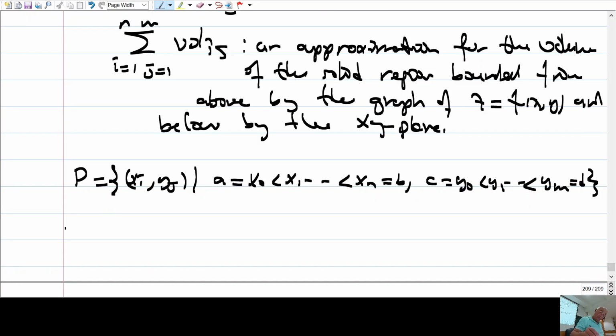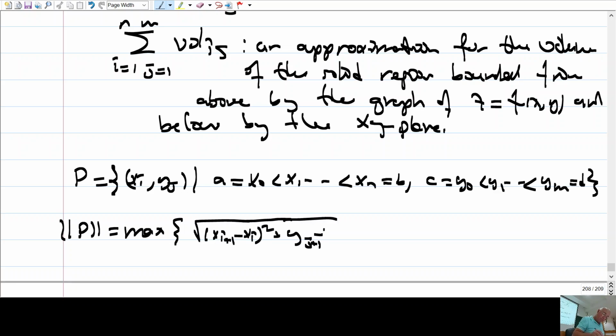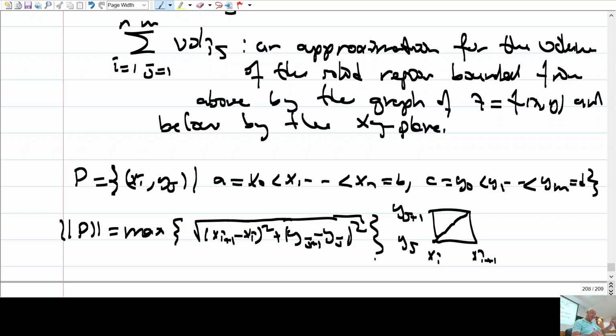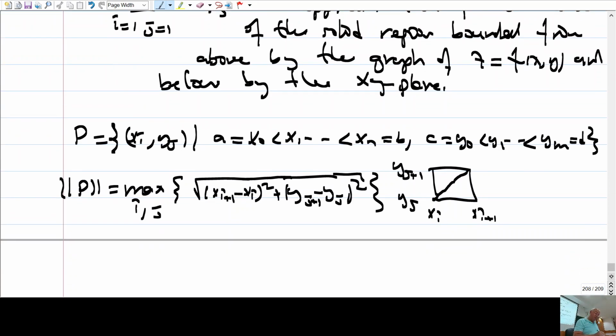The norm of this partition is the following. It is the maximum of the diagonals. So it is the maximum of what? The following. Square root of (x_{i+1} minus x_i) squared plus (y_{j+1} minus y_j) squared. So you have this box here, x_{i+1}, y_{j+1}. You measure this diagonal and take the length of this diagonal, and then you take the maximum of all these diagonals. So it's the size of this rectangle, right?